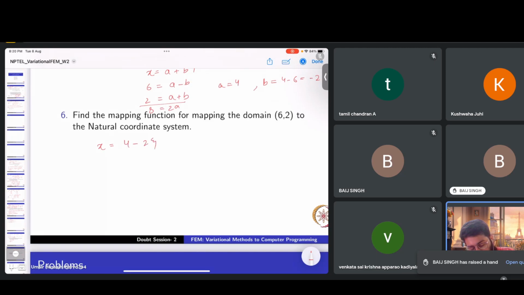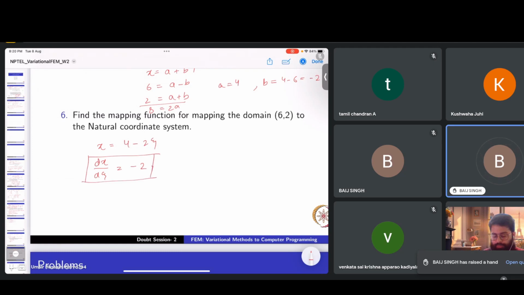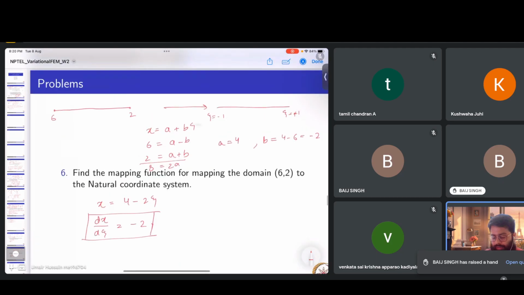So this time we see that the Jacobian actually changes sign. Okay, so that's the difference if we reverse our coordinate system. Our Jacobian becomes negative.